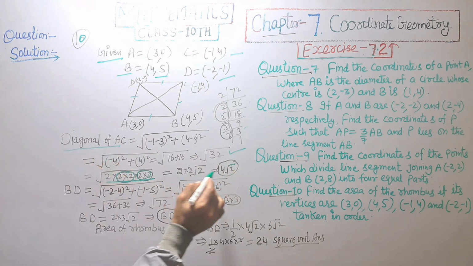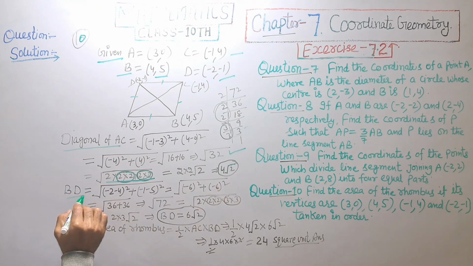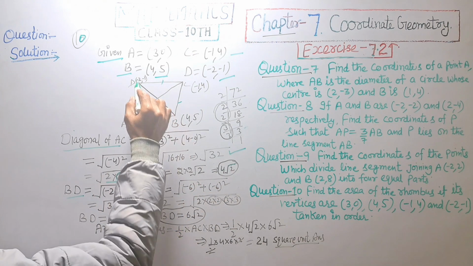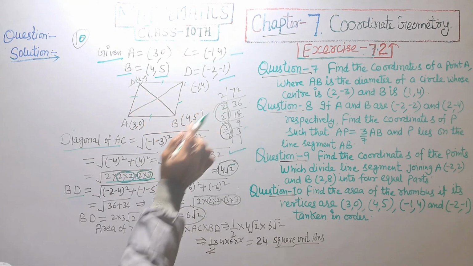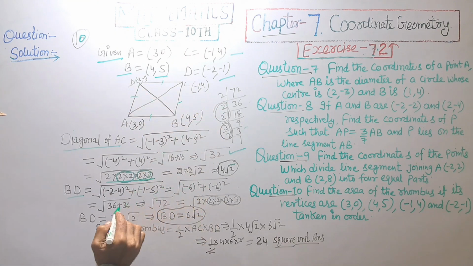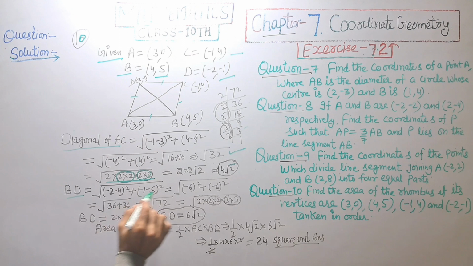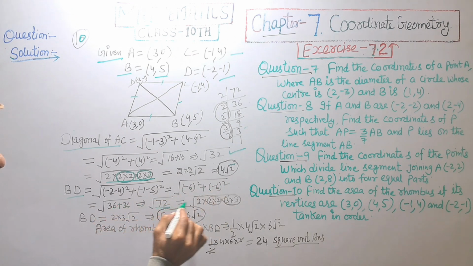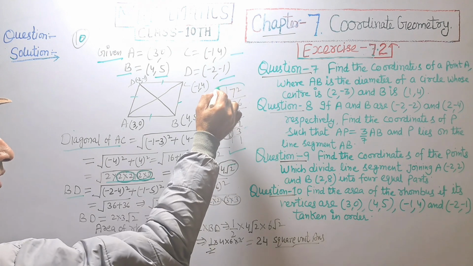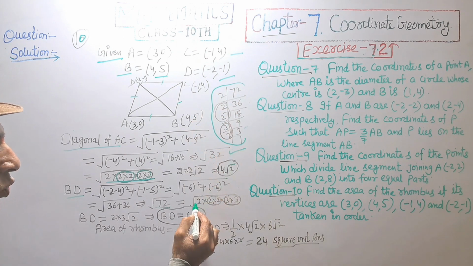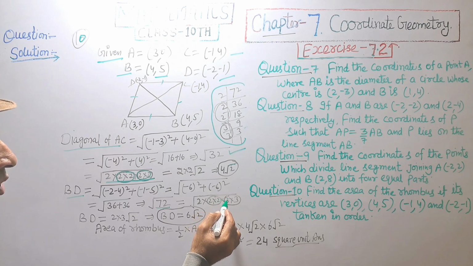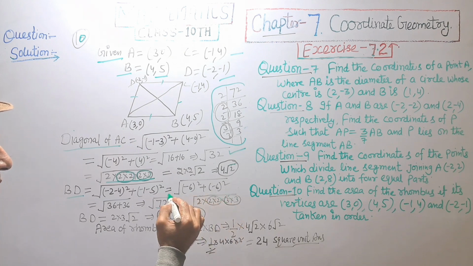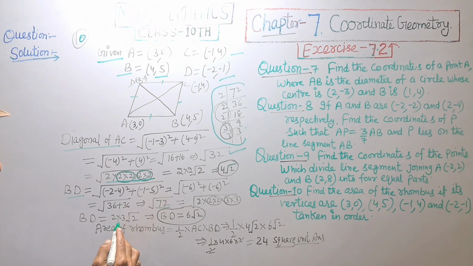So AC is equal to 4 root 2, and BD is found by the same process: (x2 minus x1) square plus (y2 minus y1) square. 6 square is 36 plus 6 square is 36. 36 plus 36 equals 72, and the prime factorization of 72 is 2 into 2 into 2 into 3 into 3. One pair of 3 and one pair of 2 is taken common. We get the value of BD is equal to 3 2s are 6 root 2.